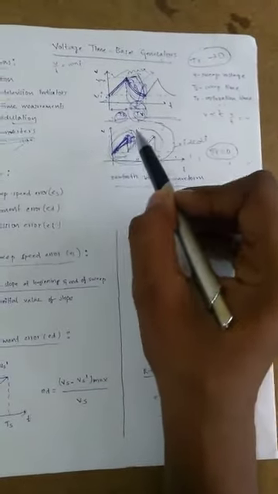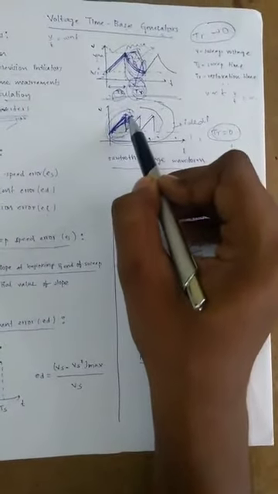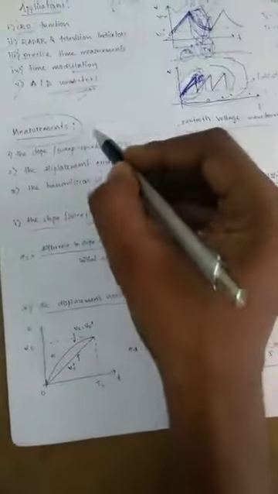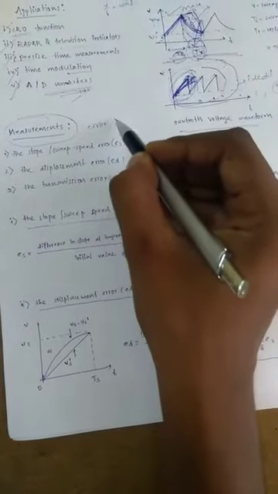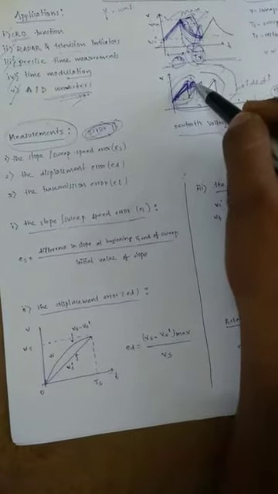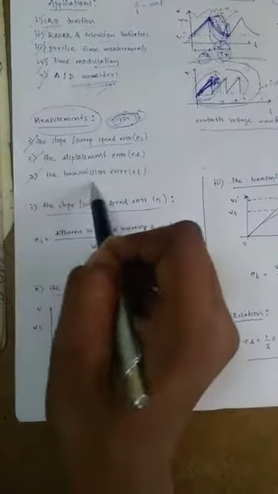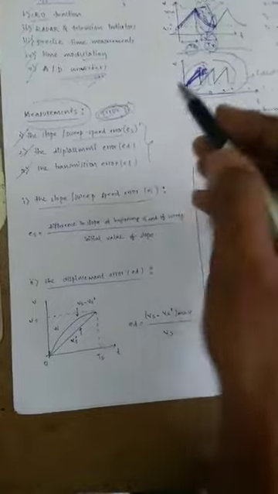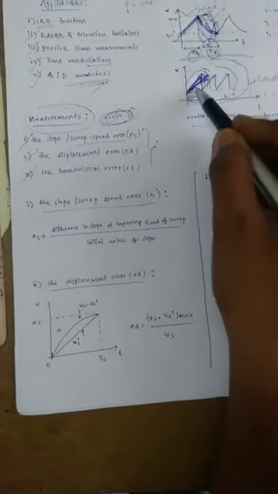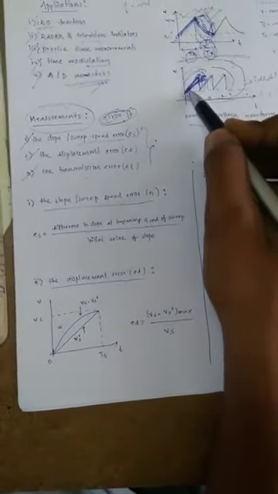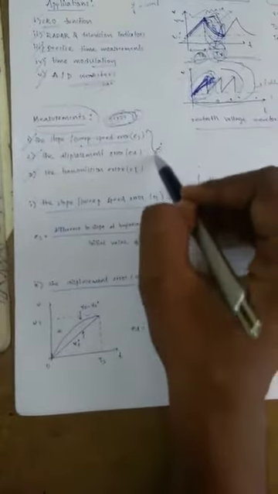This non-linearity, or deviation from the linear nature, is measured by some measures called errors. We calculate the deviation error from these three methods: slope or sweep speed error, displacement error, and transmission error. These three are useful to know the deviation of the output voltage from the linear voltage. We will discuss these three separately.